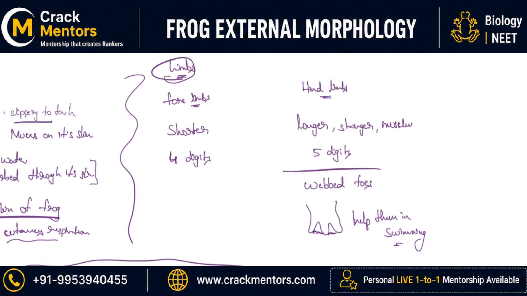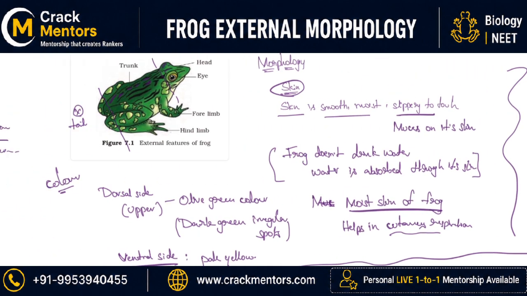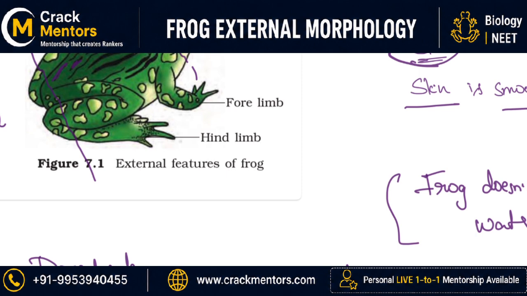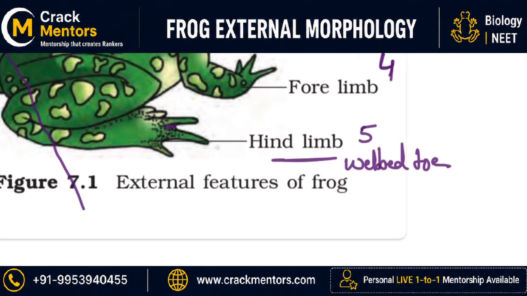What are the functions of limbs of a frog? Limbs of a frog will help them to swim, walk, leap, and burrow. We have 2 kinds of limbs in the frog, the forelimbs and the hind limbs. The forelimbs have only 4 digits, whereas the hind limbs have 5 digits. The hind limbs have the webbed toes. You can see that the toes are webbed here. These webbed toes will help them in swimming.